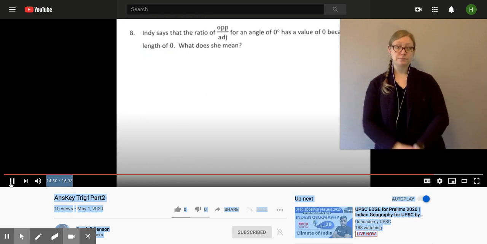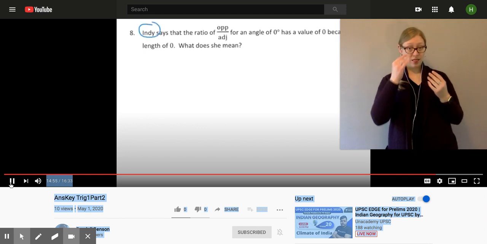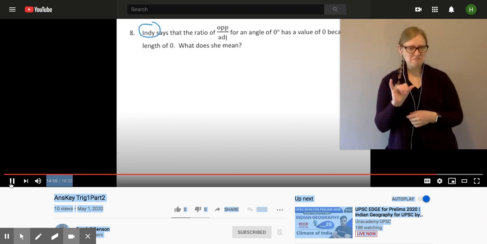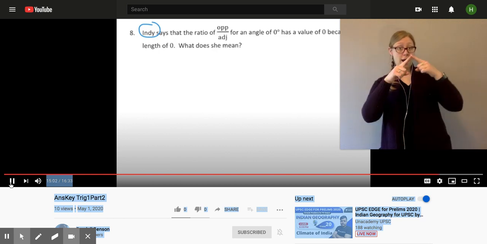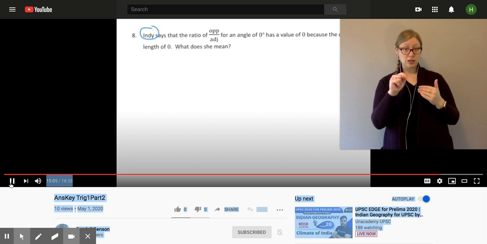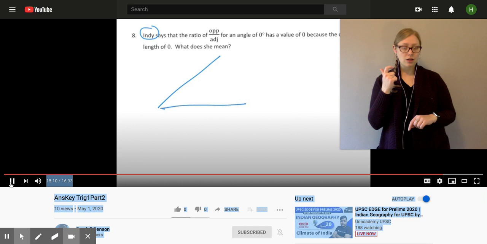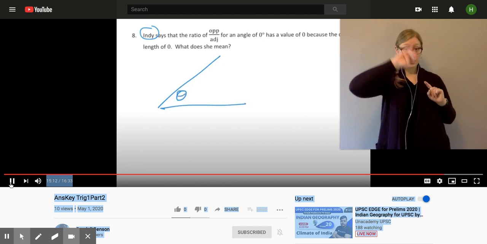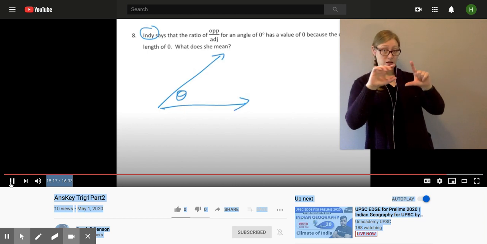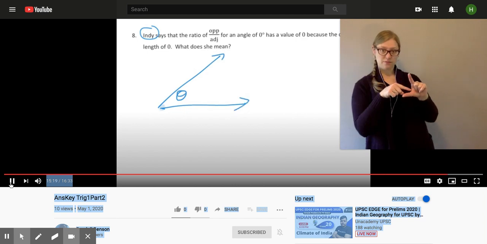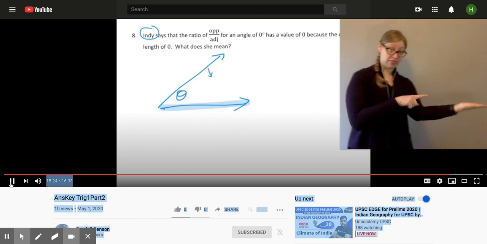Now, this problem just asks you to think a little bit. It says Indy, it's an unusual name. It says that the ratio of opposite over adjacent for an angle of 0 degrees has a value of 0 because the opposite length is 0. What does she mean? Well, if we just kind of make a picture here, I think about this angle, whatever the angle is, let's use that new letter, theta, that we talked about. So this angle theta, and right now it's not 0, right? And I'm going to think of this side of the angle just staying still, but then I'm going to move this side so it gets smaller.